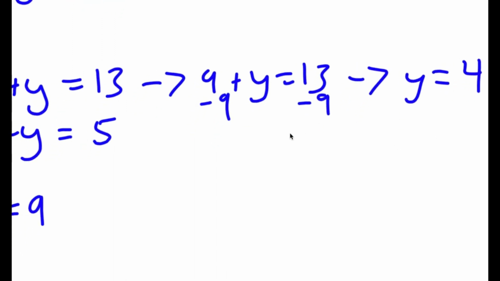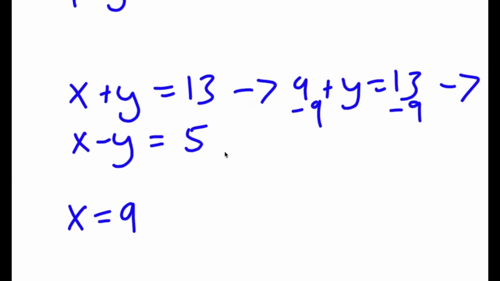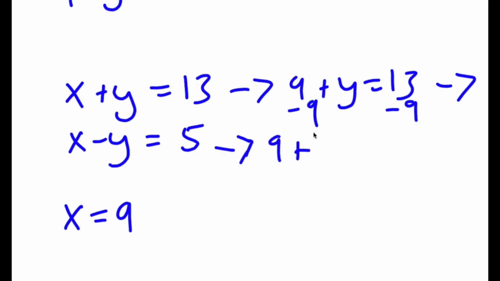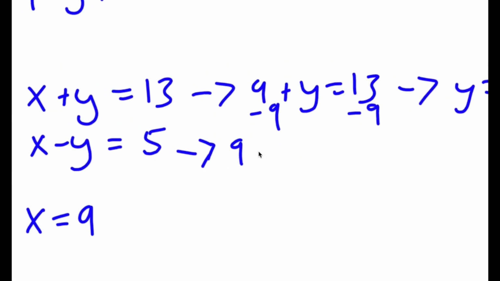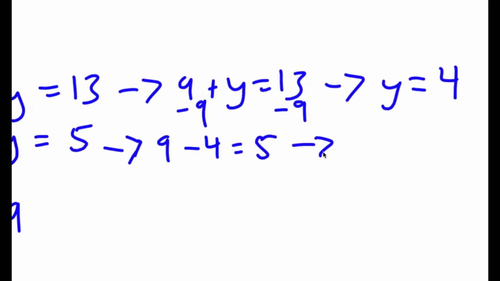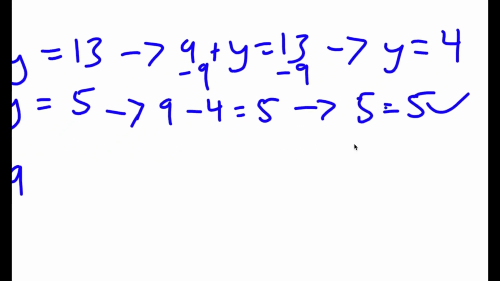Now for x minus y is equal to 5, I'm going to plug in both values and check. So now I have x, which is 9, minus y, which is 4, is equal to 5, and 9 minus 4 is indeed 5, so I get 5 equals 5, so the values of x and y are true.